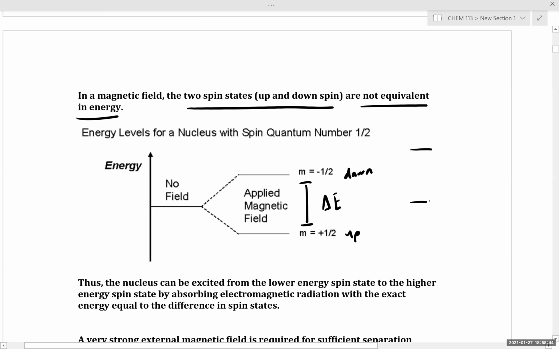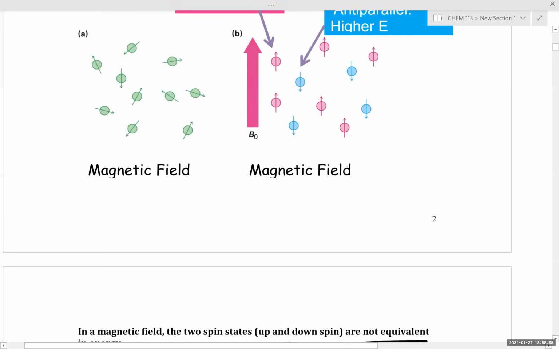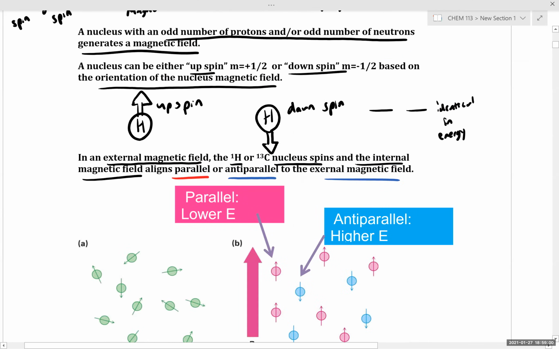Professor, I have a question. Yes? Earlier you mentioned that the spin states would be identical in energy in the nucleus. Yes, on the previous page, the spin states would be identical in energy, assuming no external manipulation. They're initially identical. Oh, okay.